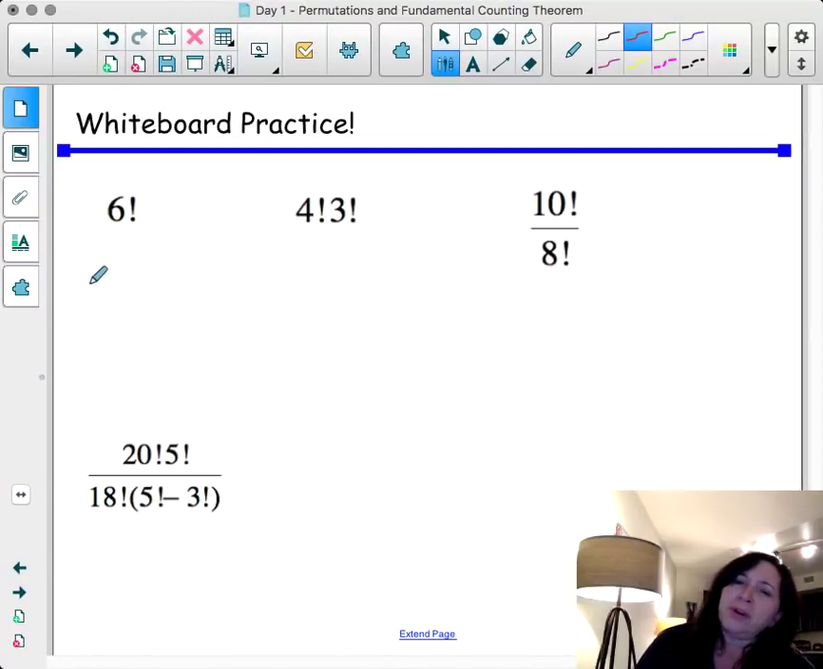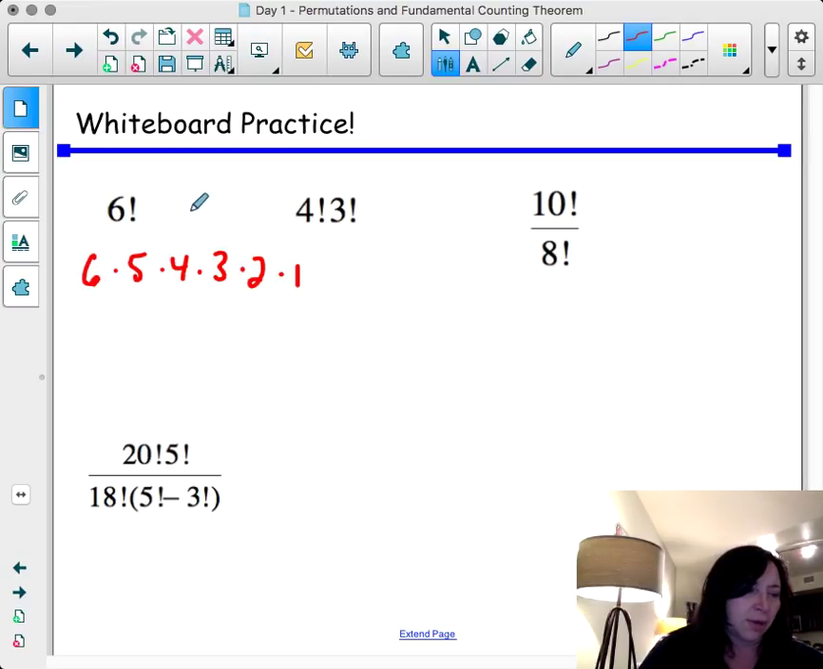So if you have a whiteboard, you could try practicing with these. 6 factorial is going to be 6 times 5 times 4 times 3 times 2 times 1. So you've got to work those out. And actually, if you look close enough, somewhere on your calculator there is a button that deals with just factorials. Okay, so that's something that you should look at. Familiarize yourself with your calculator so that you can work through those.